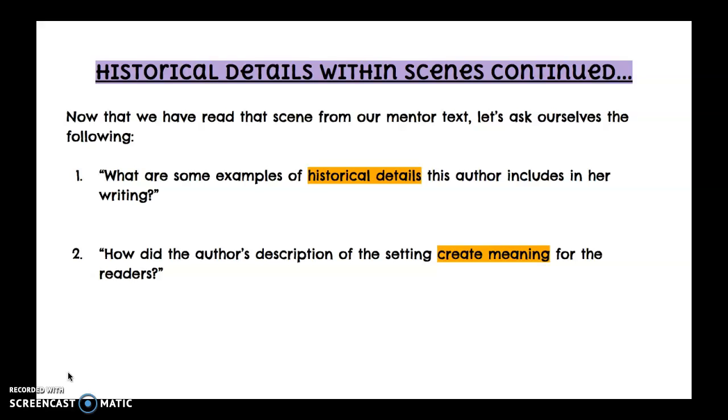Historical details within scenes, continued. Now that we have read that scene from our mentor text, let's ask ourselves the following. What are some examples of historical details this author includes in her writing? And how did the author's description of the setting create meaning for the readers? Take a moment to pause the video and think about how you would respond to these questions.